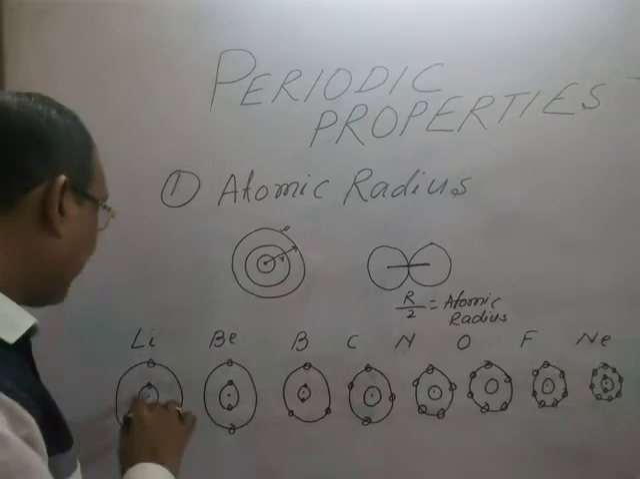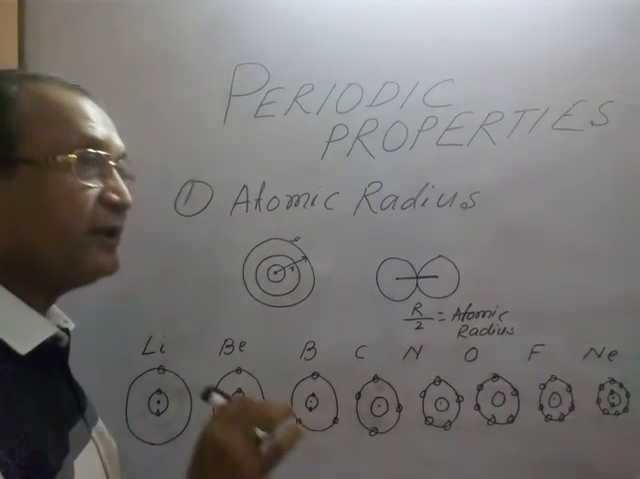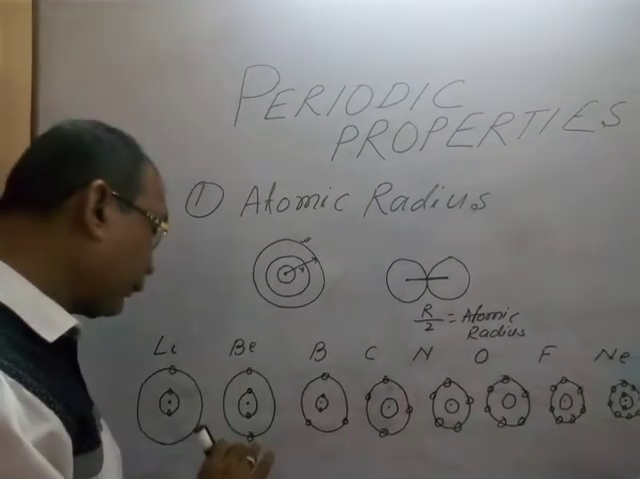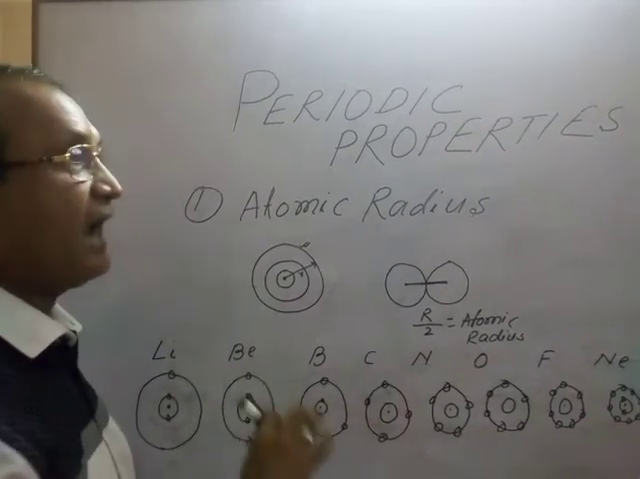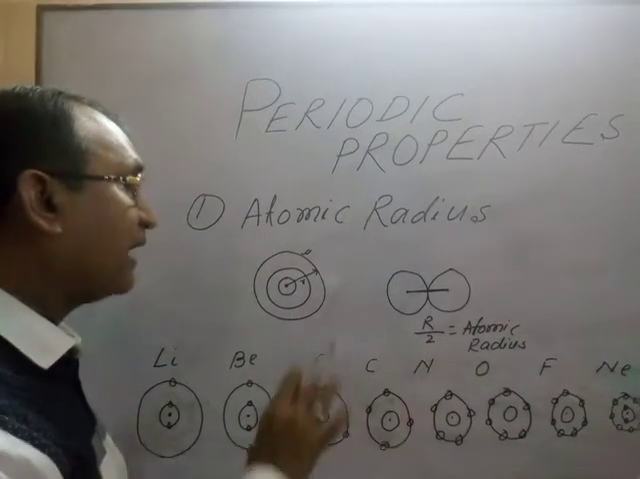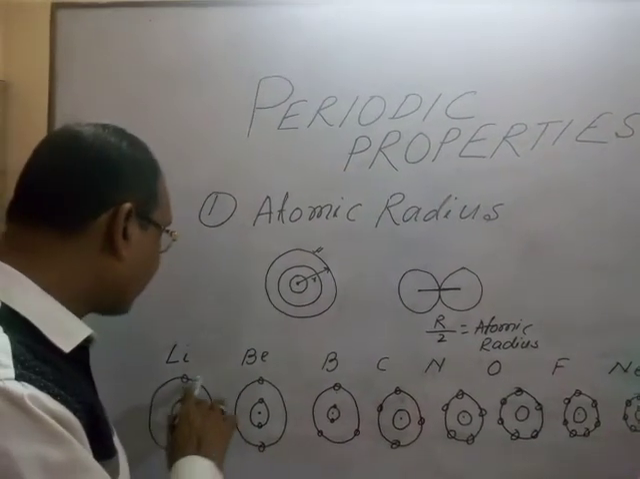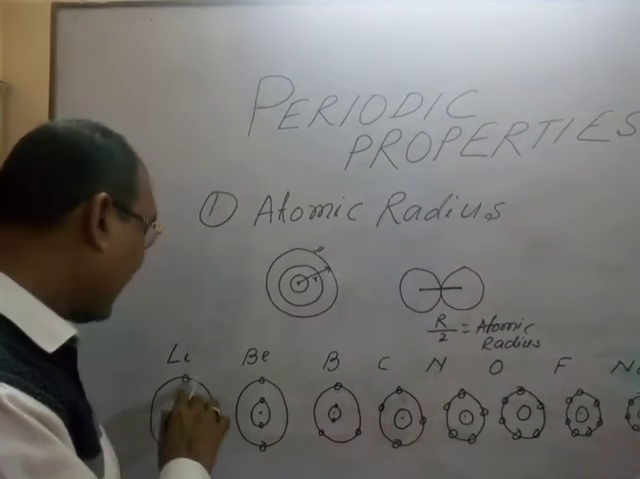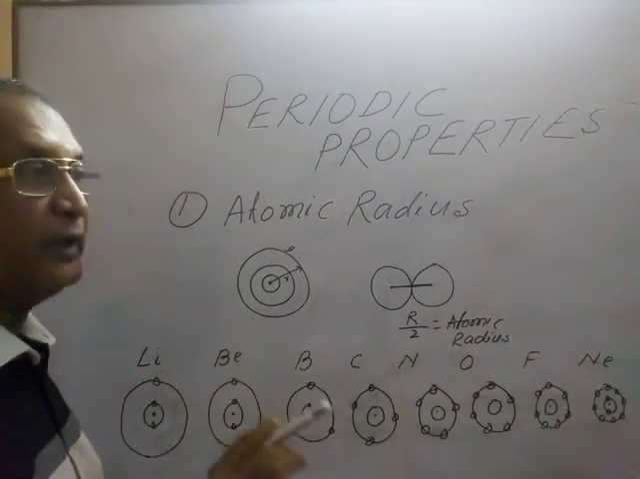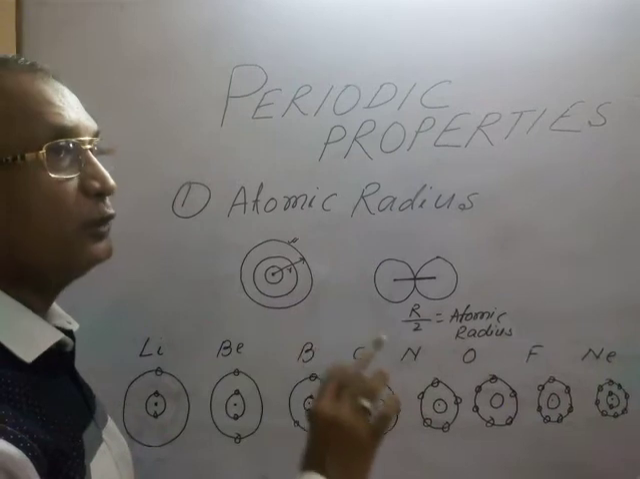As a result, the effective nuclear charge increases, and as soon as the effective nuclear charge increases, the attraction between the nucleus and the outermost cell also increases, and the atom will be squeezed in. As a result, the atomic radius will decrease.